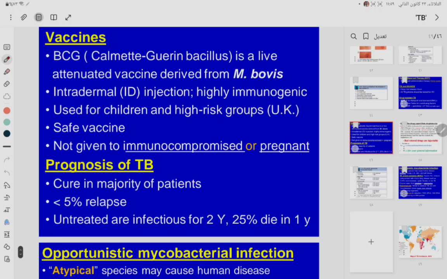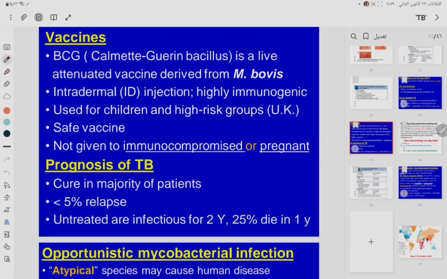Vaccines: BCG is a live attenuated vaccine, should not be given in pregnancy. Intradermal, highly immunogenic in children in high risk groups, UK safe vaccines, not given to immunocompromised or pregnant patients. Prognosis of TB cases: cure of the majority of patients, less than 5% relapse. Untreated cases are infectious for 2 years, and 25% die within the first year.